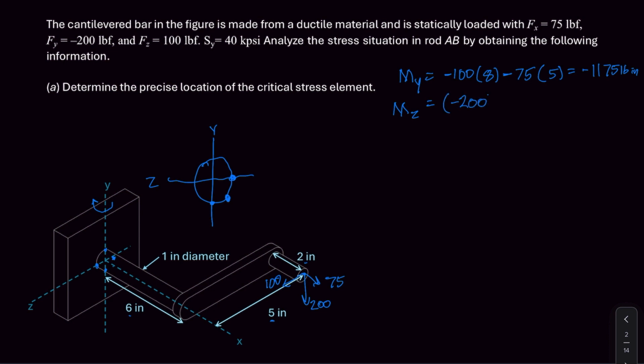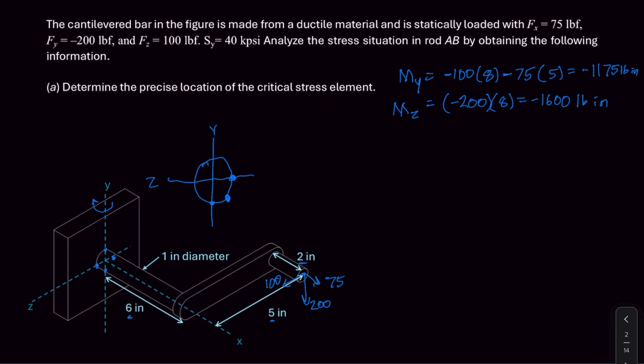Next, we can find the moment about the z-axis, and that is going to be 200 pounds in the negative y direction. And this is also going to be at this distance of 8 inches. So we would see negative 1,600 pound inches.